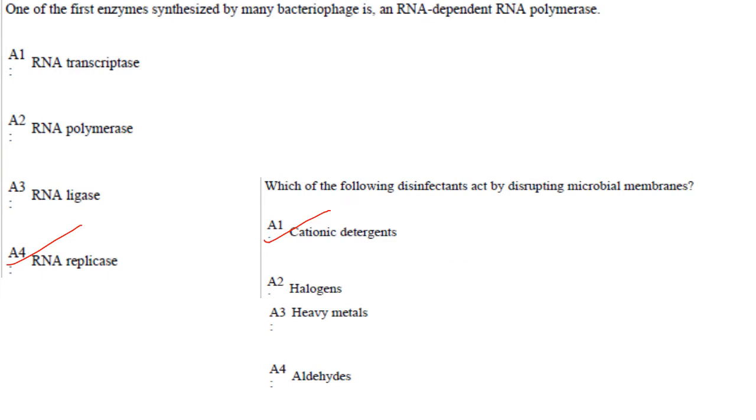One of the first enzymes synthesized by many bacteriophages is an RNA dependent RNA polymerase. That is called an RNA replicase. Answer is option 4. Which of the following disinfectants act by disrupting microbial membranes? They are cationic detergents. Answer is option 1.